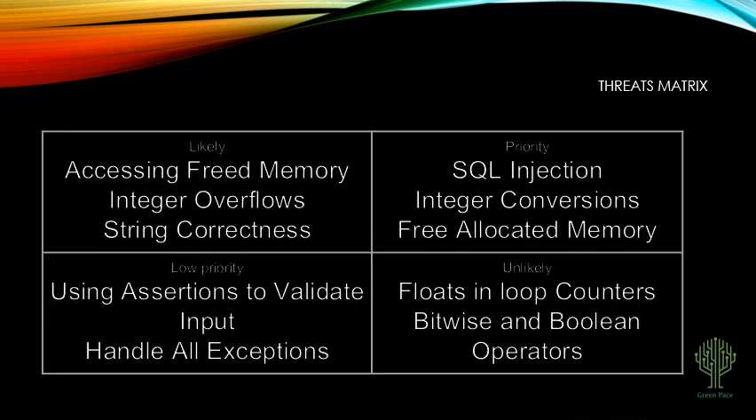In the threat matrix here, you can see some of the coding standards that we'll discuss shortly and how they are prioritized in both likelihood and severity. You can see that our highest priority threats are to prevent SQL injection, integer conversion exceptions, and to make sure that allocated memory is freed when it goes out of scope.